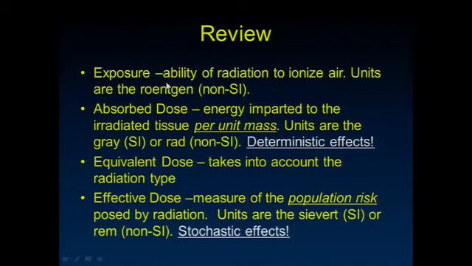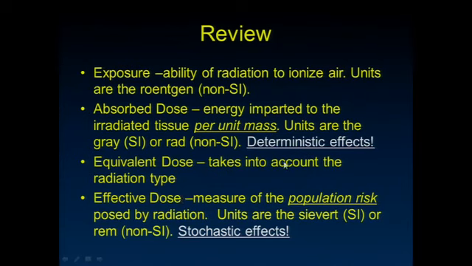So by way of review, exposure is the ability of radiation to ionize air. We talked about the fact that there's something called the air kerma, which is closely related to this, which is really how much energy is deposited in that air. The absorbed dose is the energy imparted to the irradiated tissue. We'd love to be able to calculate the absorbed dose in all the different organs in the body because frankly those are the numbers we're going to use to extend down to the notion of effective dose. And this is really the thing that we're going to use to calculate our deterministic effects.